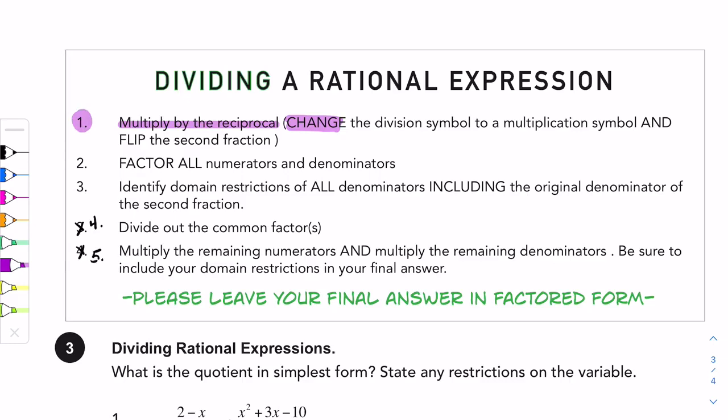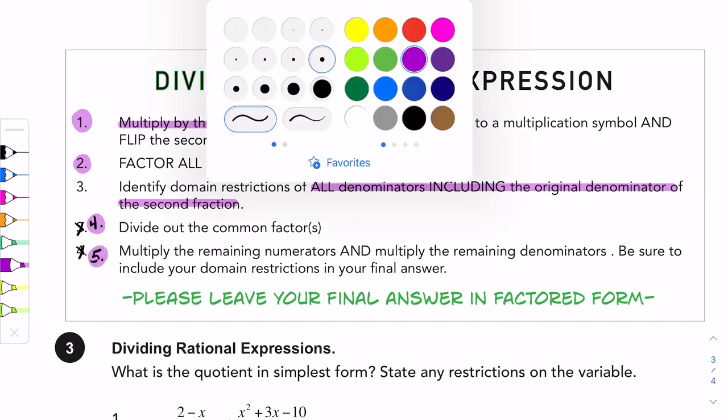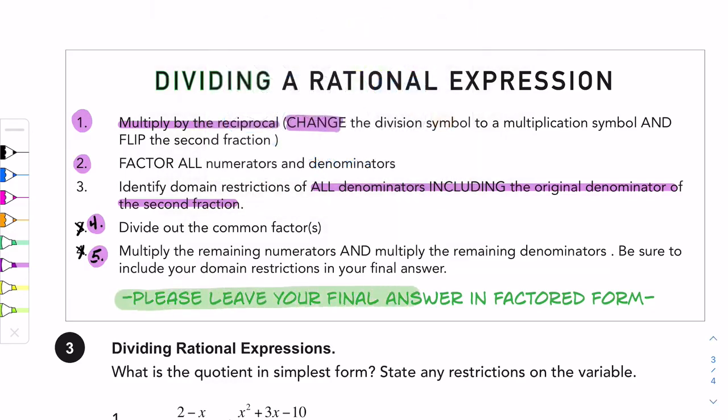After you do step 1, the rest of the steps are the same, just about. Step 2 is to factor all numerators and denominators. Step 3 is to identify domain restrictions. There is an addition here. It's of all denominators, including the original denominator of the second fraction. So you do have to include an extra part there, and you'll see when we go through the example. You're going to divide out common factors, and you're going to multiply the remaining numerators and denominators, just like we did in the multiplying problem above. Please leave your final answer in factored form.